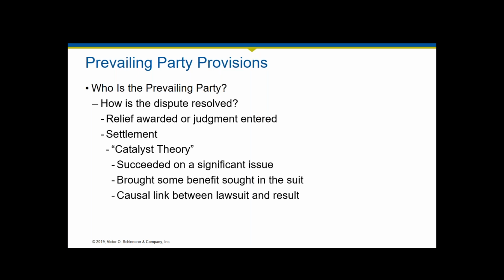The other thing that is out there in the courts to determine who the prevailing party is, is a catalyst theory, where a lawsuit results in relief other than a judgment, such as a settlement. If the plaintiff can demonstrate that it achieved the goal of the litigation by succeeding on a significant issue, and it brought you some of the benefits sought in the lawsuit, and there's a causal link between the lawsuit and the results, you would have a stronger case to say that indeed I'm the prevailing party, I'm entitled to recover my attorney fees.